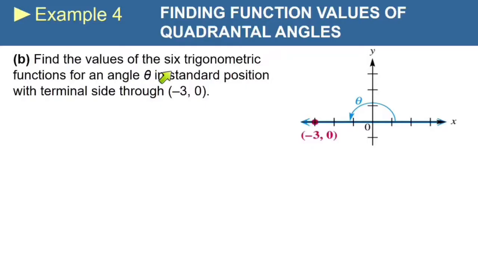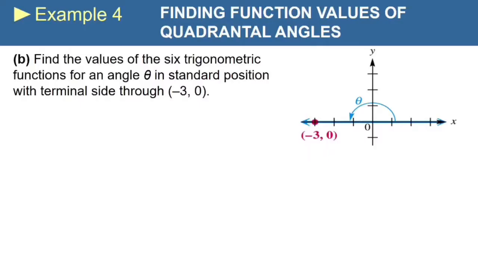It says find the values of the 6 trig functions for an angle theta in standard position with a terminal side through -3, 0. And they've drawn that for us here. Here is theta. And of course the terminal side goes through -3, 0. Notice that this is a 180 degree angle. So it does go through the point -3, 0, but it also goes through the point -1, 0. So you can use any point on the terminal side that's easy for you. We're going to go ahead with the -3 here.